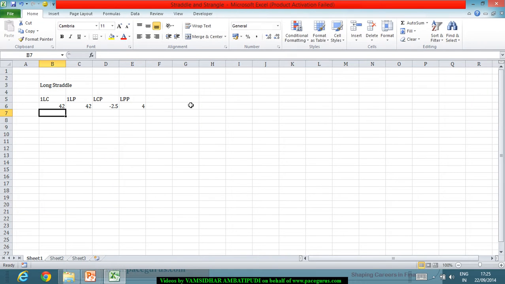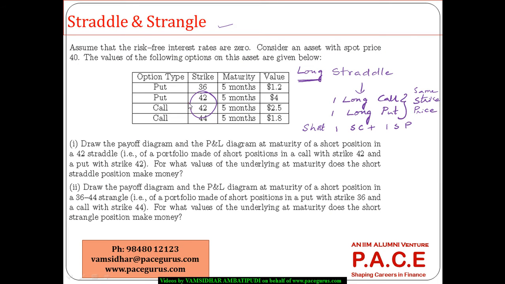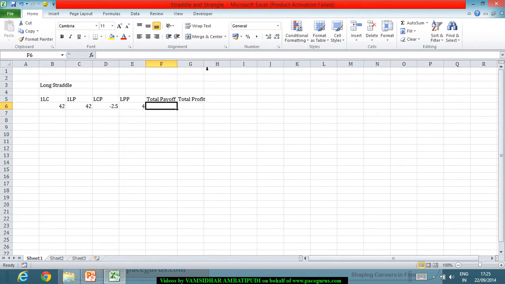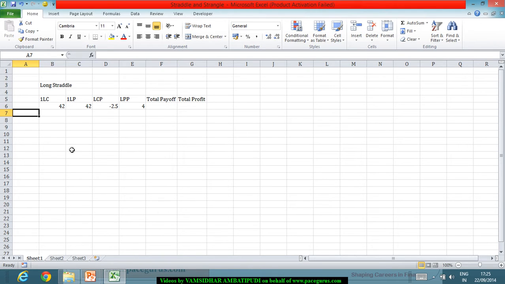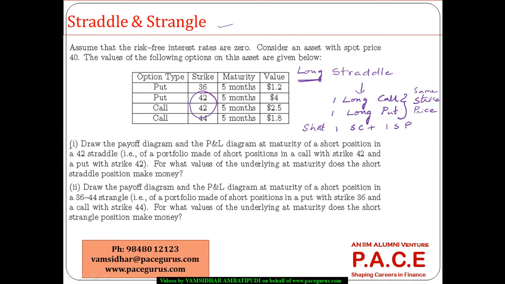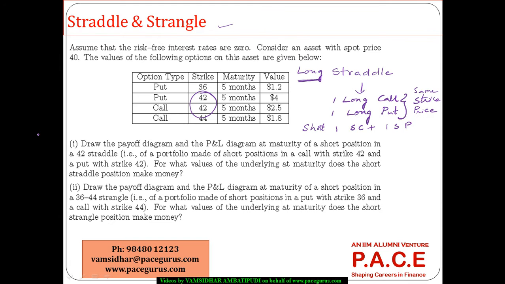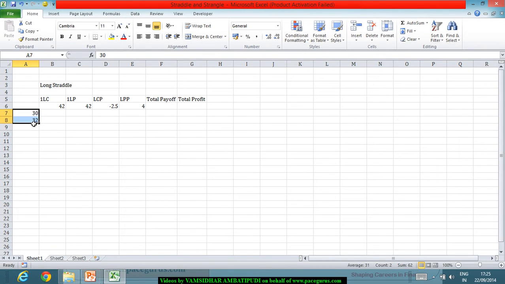$4. Now we can see at the maturity date what is going to be the payoff as well as the profit. Payoff means it should not include the premiums, whereas when I'm talking about total profit or total loss, that should include the premium. So let me start right from the situation where the market price can be 30, 32, and I'll take it probably until 50. Alright, so for these different combinations, I'll check.